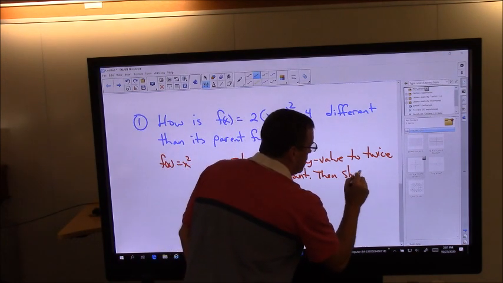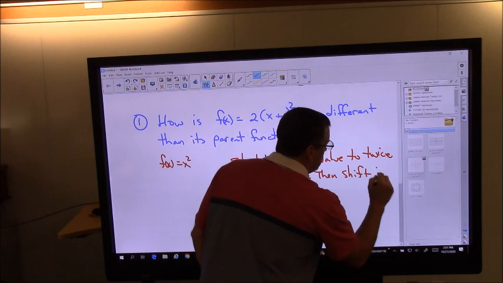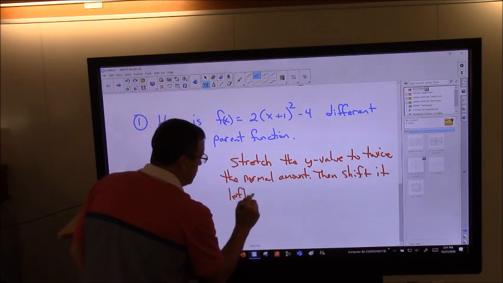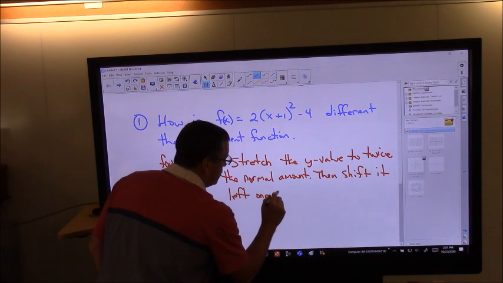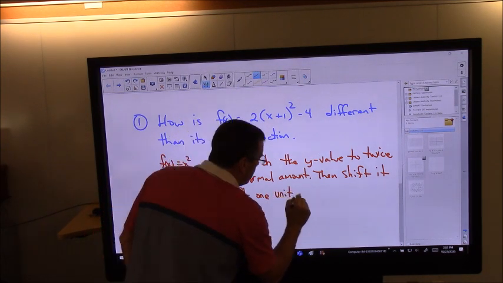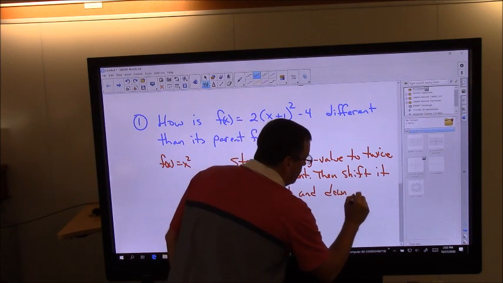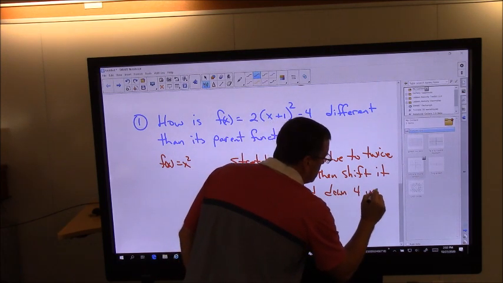Then shift it left 1 unit and down 4 units.